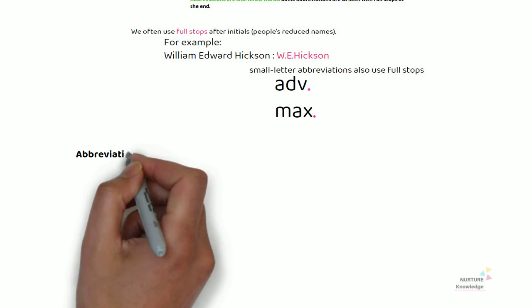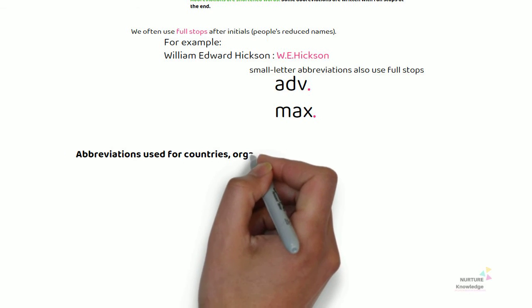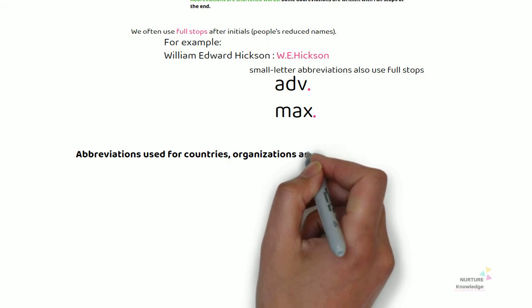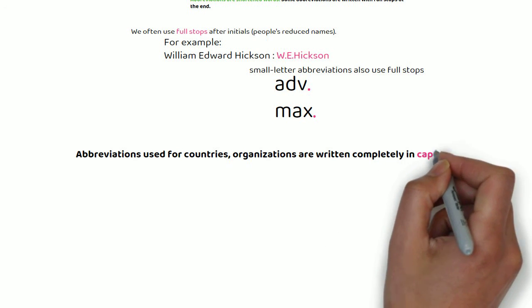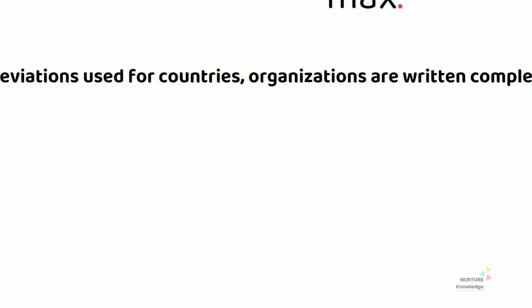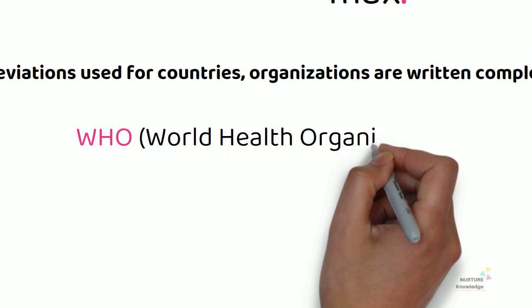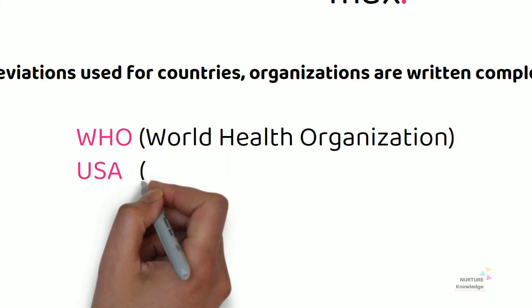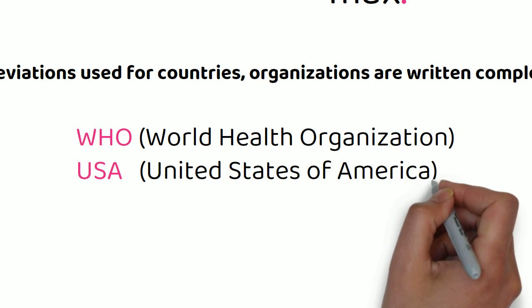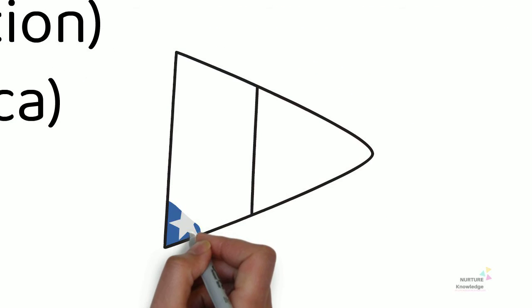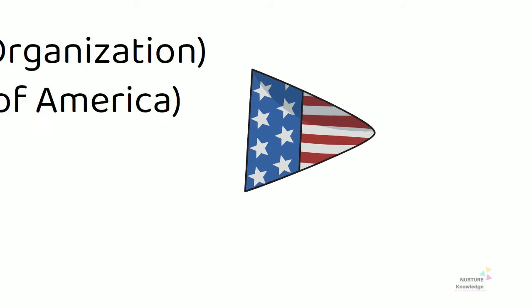Abbreviations used for countries and organizations are written completely capitalized. WHO, it's an abbreviation of World Health Organization. USA, United States of America. So, abbreviations of countries and organizations are used in capital letters.